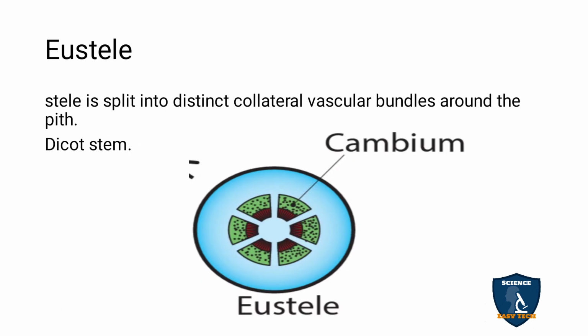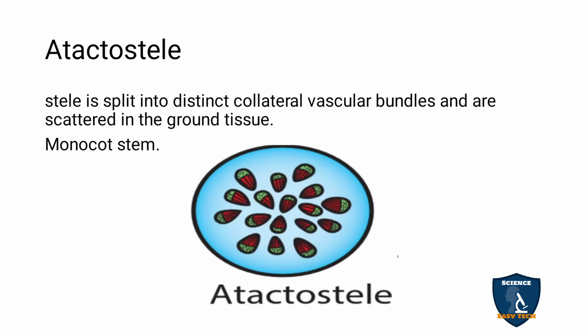Eustele: the stele is split into collateral vascular bundles, which possess pith, xylem, phloem and cambium. In between xylem and phloem, cambium is present. Example, dicot stem. Atactostele means the collateral vascular bundles are scattered in the ground tissue. It is seen in monocot stem.